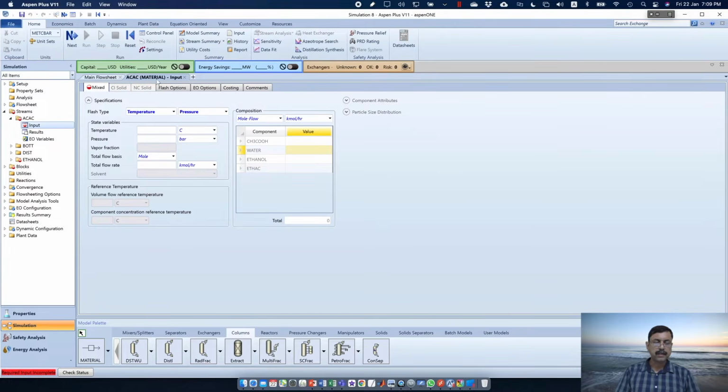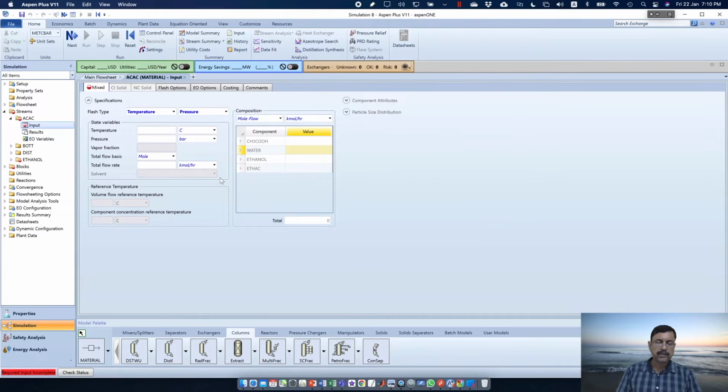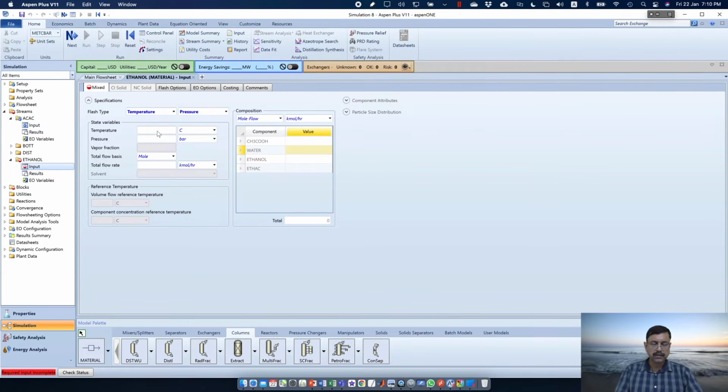Now go to next. Yeah, acetic acid input. For both acetic acid and ethanol, the flow rate and temperature pressure conditions are same. Flow rate is 0.05 liters per minute standard volume and temperature 25 degrees centigrade, 1 bar pressure. So we have to add in these values. So 25 degrees centigrade, 1 bar standard volume flow rate of 0.05 liters per minute. Next is ethanol, the same information, 25, 1 standard volume flow, 0.05 liters per minute.